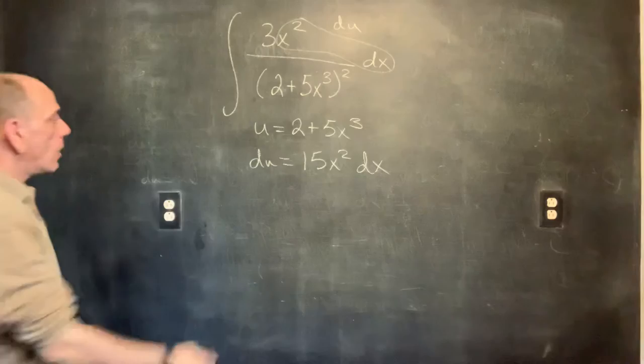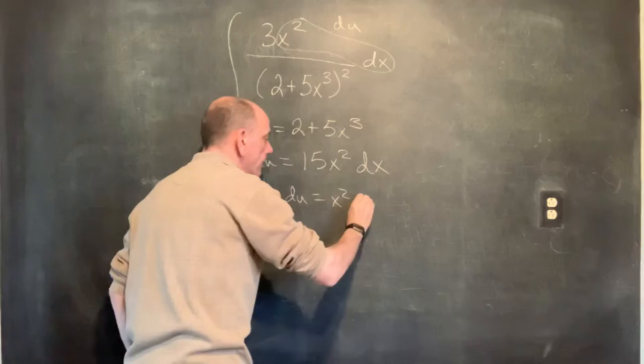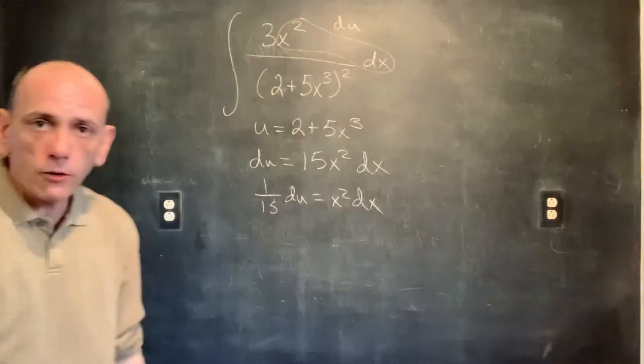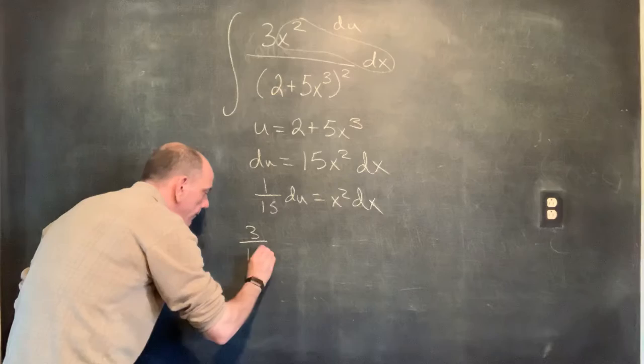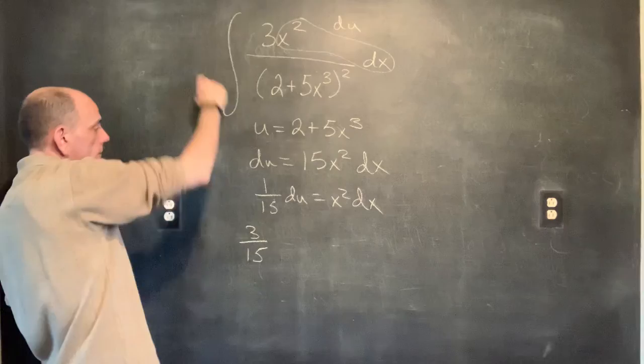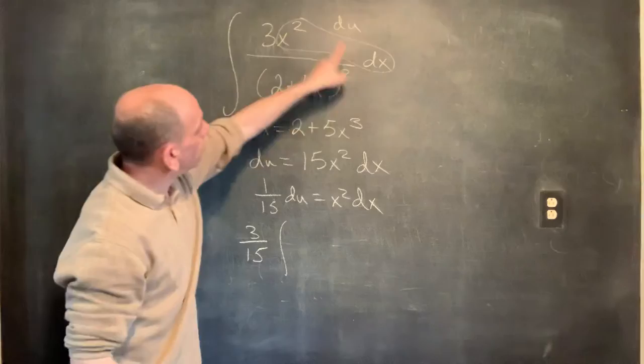So I'm just going to bring this over and I say, well, 1/15 of du is x squared dx. That x squared dx sitting right there. But this 1/15, I don't care, right? Constant never bothers me. It's just going to get pulled outside too. So I pull the 3 out and I pull the 1 over 15 out, and I've got 3 over 15. I could have simplified that to 1 over 5, but just to illustrate that I'm pulling this 3 out and I'm pulling the 1/15 out. Integral, the x squared dx, that is du.